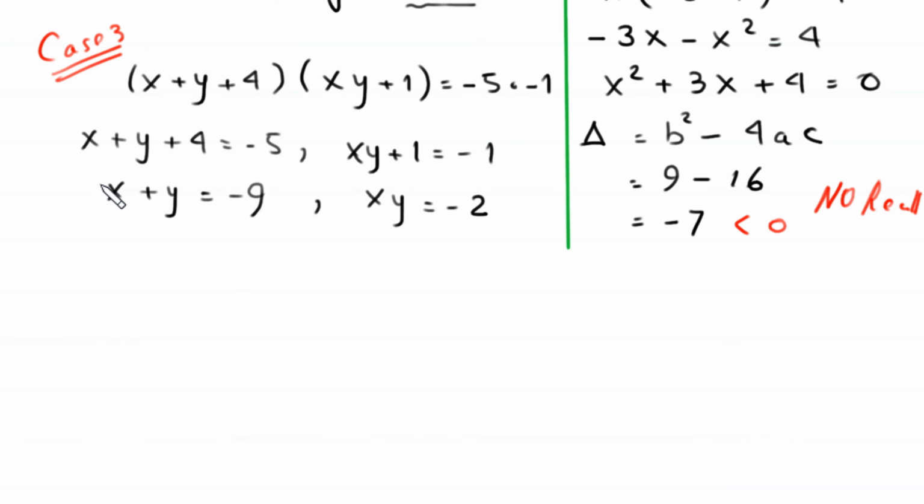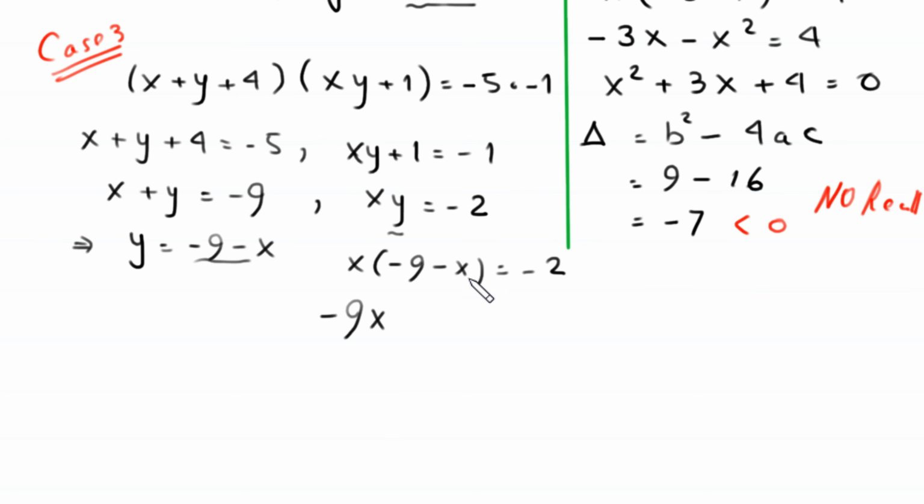If we move this x to the right hand side, this implies that y is equal to negative 9 minus x. In this equation, we replace this y with this negative 9 minus x. This will become x times (negative 9 minus x) equal to negative 2. Distribute x times negative 9 is negative 9x, and x times negative x is negative x squared, equal to negative 2. Move these two terms to the right hand side. This will become x squared plus 9 times x minus 2 equal to 0.